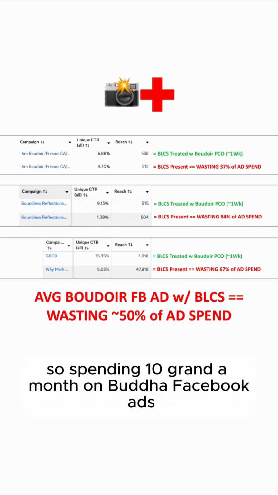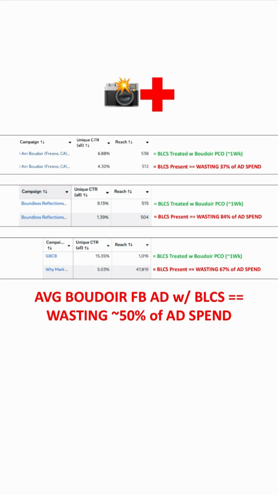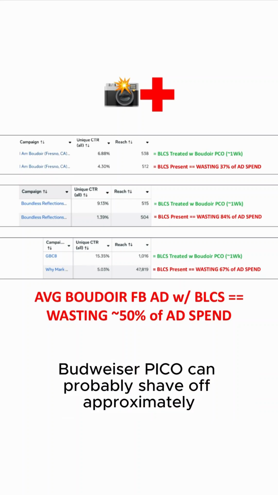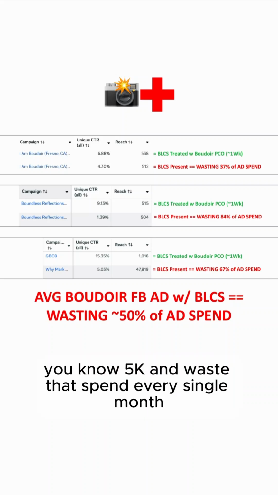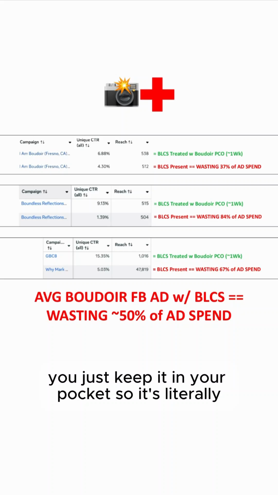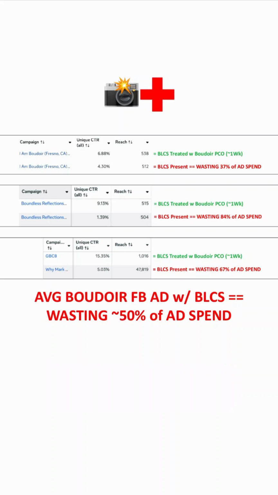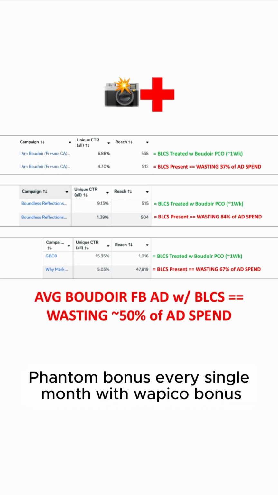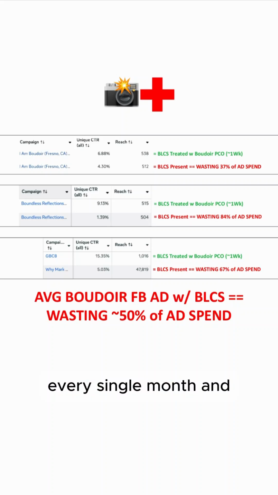So if you're spending 10 grand a month on Boudoir Facebook ads and the ads have BLCS, Boudoir Pico can probably shave off approximately 5K in wasted ad spend every single month. And you simply don't spend that. You just keep it in your pocket. So it's literally 5K phantom profit, phantom bonus every single month, Boudoir Pico bonus every single month.